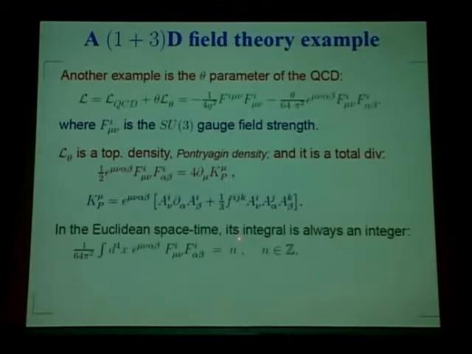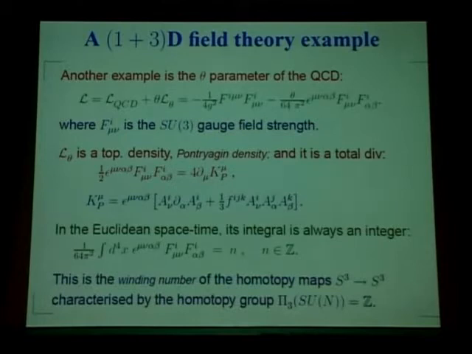And in Euclidean space-time, the integral of this density, properly normalized by 1/64π², d⁴x epsilon times two F's, is indeed an integer. And it's so because this topological density measures the winding number of homotopy maps of S3 to S3, characterized by the third homotopy group of SU(N), with N equal to 3 for QCD, which is the set of integers.